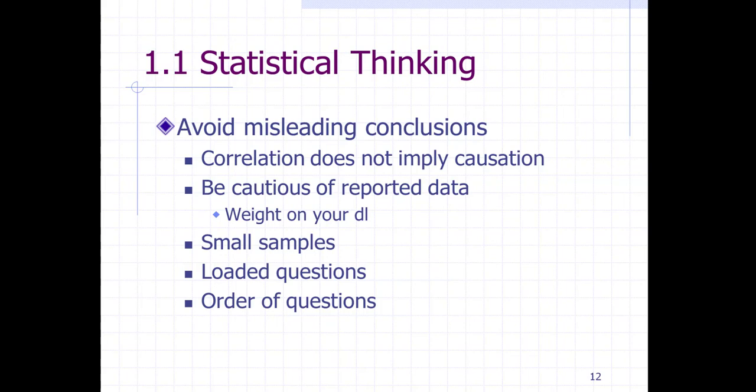When we make our conclusions, we want to avoid misleading conclusions. Correlation does not imply causation. Be cautious of reported data. And the example I use for that one is the weight on your driver's license. When you have someone who would like to be less round than they are, they may report a lower number on their driver's license simply because it makes them feel good.